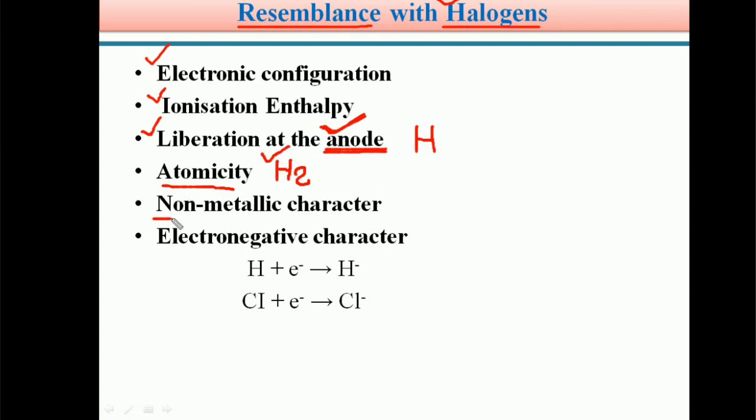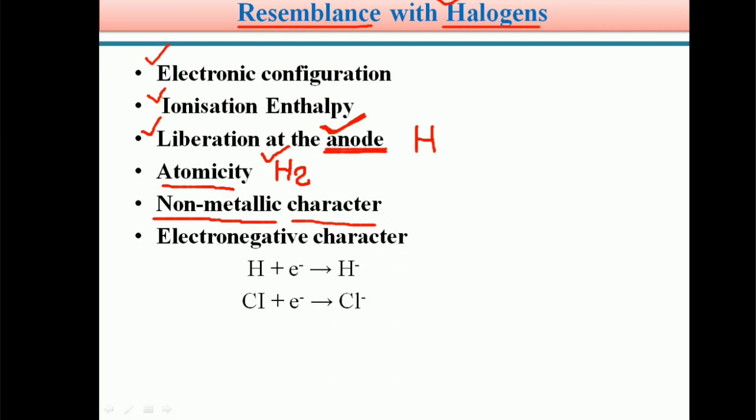Next similarity is non-metallic character. Students, we know hydrogen is a non-metal, whereas 1A group elements are metals. Lithium, sodium, potassium, rubidium, cesium are metals, but hydrogen is a non-metal.